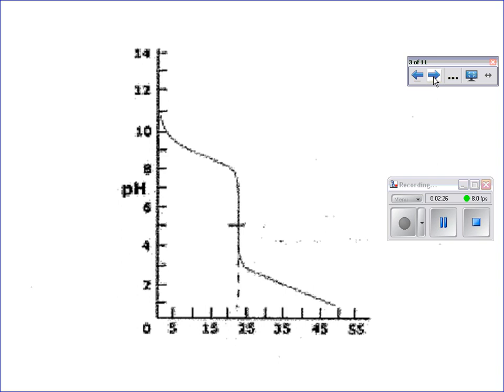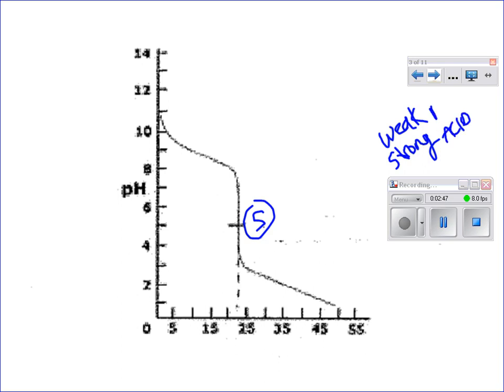So that's definitely kind of ugly. When they're ugly, they're going to be weak, strong. Where's our equivalence point? About 5. So what does that tell you about what's strong and what's weak? What's strong? The acid is what's strong. The base is what's weak.